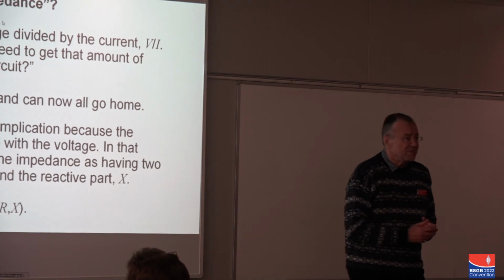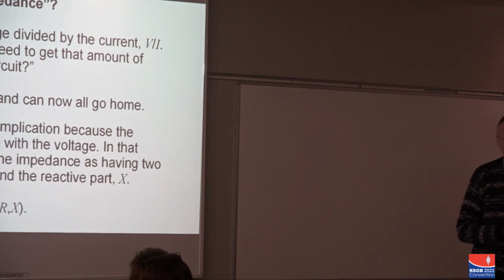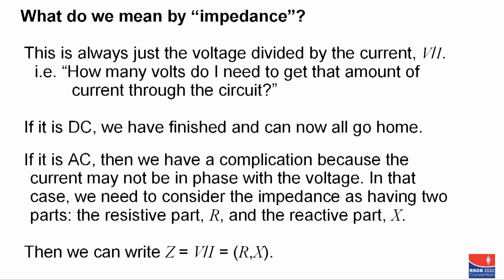So what do we mean by impedance? Impedance is always just the voltage divided by the current. If it's DC, we can all go home now because it's easy. Voltage divided by current, Ohm's law, equals R. But when you're dealing with AC, with radio, a complication arises because the voltage and the current usually aren't in phase with each other. And in any case, the thing is wiggling around at 10 million times a second. So what do we mean by voltage divided by the current?